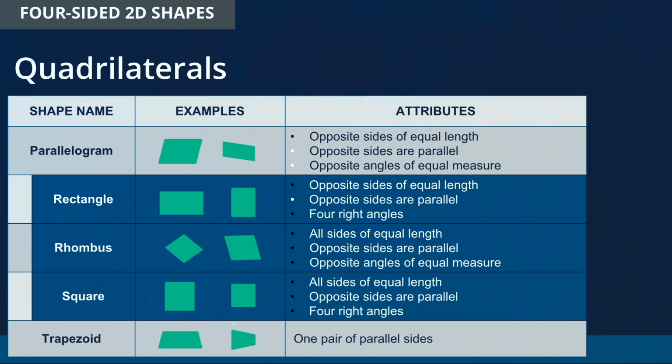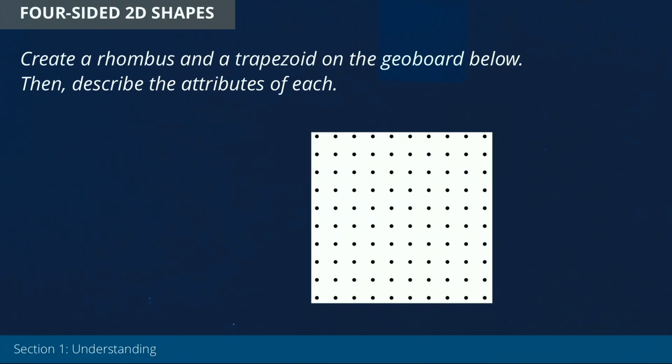And then we have that trapezoid, and a trapezoid will have one pair of parallel sides. Now these shapes that I just showed at the top are also quadrilaterals that wouldn't likely fit into any of these different shapes as a parallelogram, rectangle, rhombus, square, or trapezoid. But they are four-sided shapes, and do remember all four-sided shapes are quadrilaterals.